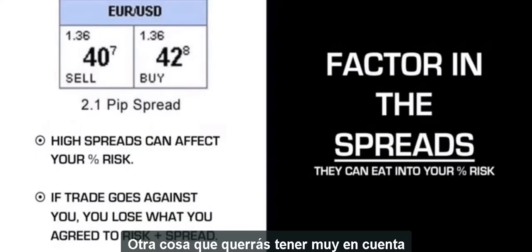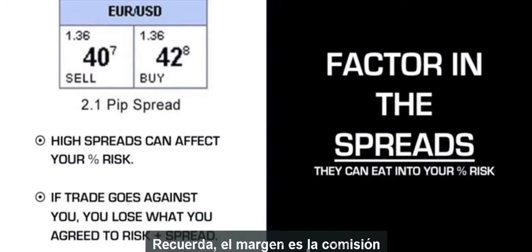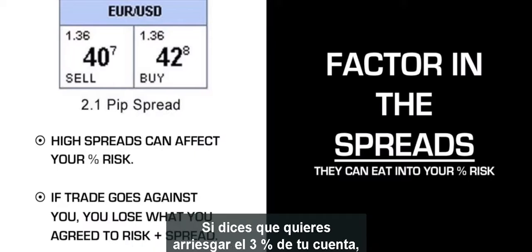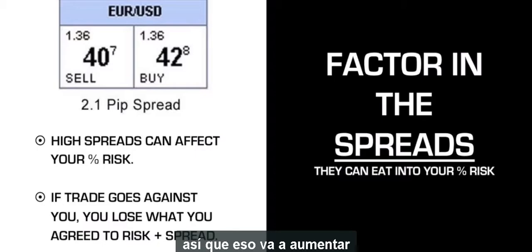Something else you want to be mindful of, guys, in your risk to reward, most people forget about this bad boy, the spread. Remember, the spread is the commission we pay our broker, and it changes throughout the day. You see that little 2.1? A lot of times you can see this in your trading window. It'll just show like 2.1 or 5.6, or during terrible times it might be like 100. So make sure that you factor this in. If you are saying, I want to risk 3% of my account, don't forget, you have to pay that spread first. So if you lose, you're going to lose the 3% plus your spread. That's going to increase your risk percent.